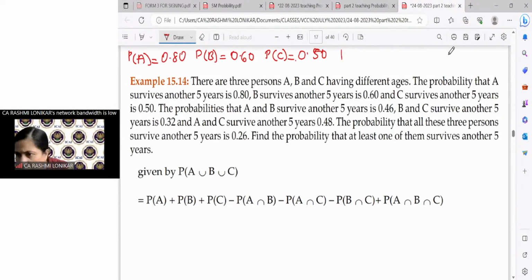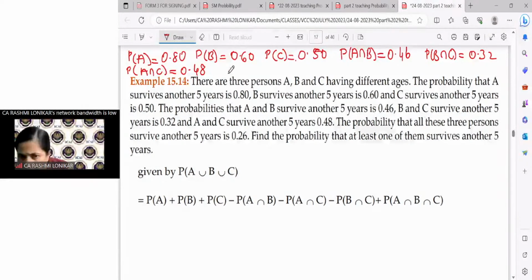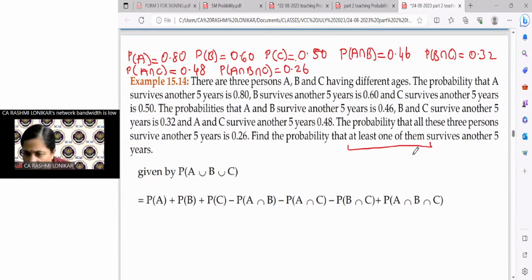P of B intersection C is equal to 0.32. And P of A intersection C is equal to 0.48. The probability that all 3 will survive another year is 0.26. Okay, all 3 surviving is P of A intersection B intersection C is equal to 0.26. Find the probability that at least one survives. At least one means A union B union C.